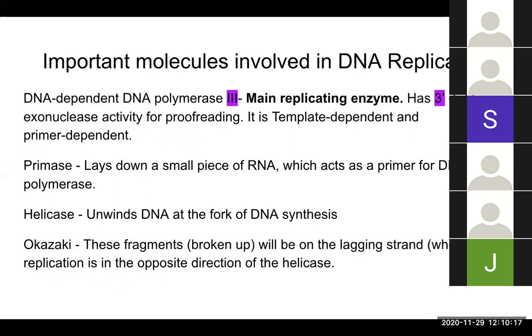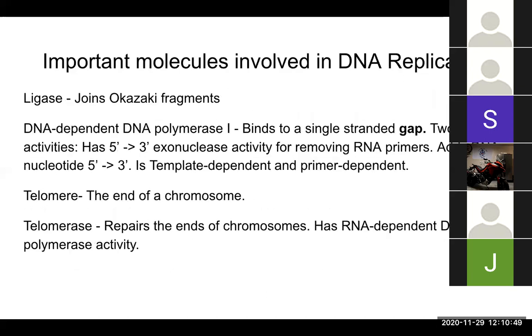And then primase lays down a small piece of RNA, which acts as a primer for DNA polymerase. Helicase unwinds DNA at the fork of DNA synthesis. And Okazaki fragments: the way I memorized that was just the weird way of how I say it, Okazaki, just broken up. These will be on the lagging strand, where the DNA replication is in the opposite direction of the helicase. And then we have the ligase, which will join Okazaki fragments together.